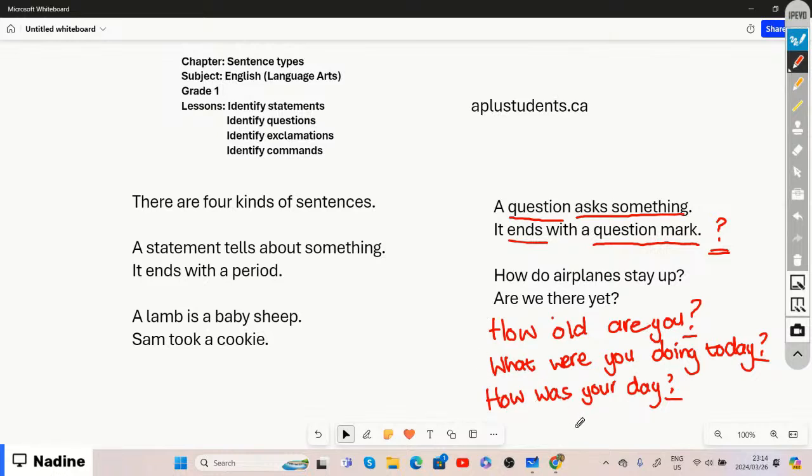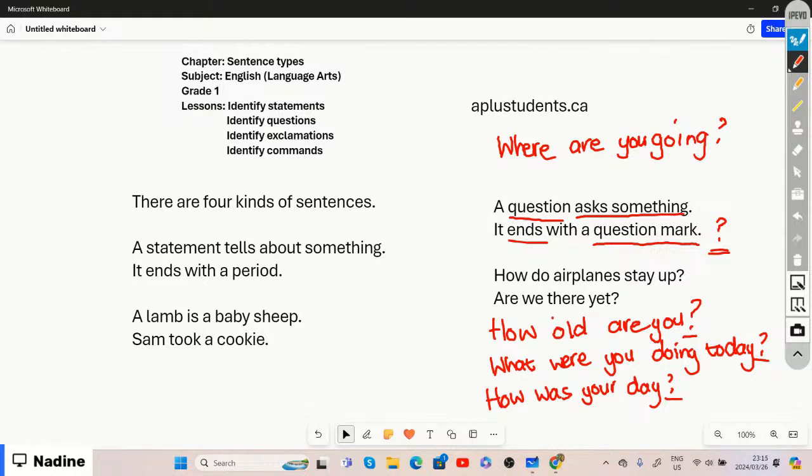Or even if you ask another question, what is your favorite color? Or where are you going? Let's say you're approaching the door and you want to go somewhere, and now your parents are asking, where are you going? That ends with a question mark, right? It ends with a question mark because remember, you're asking a question.